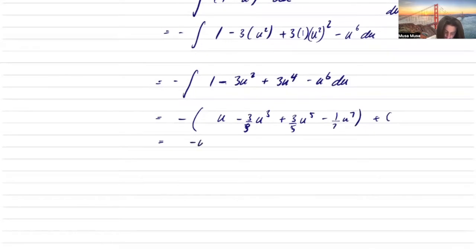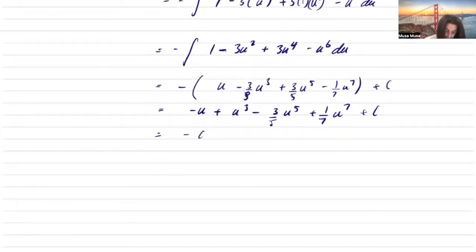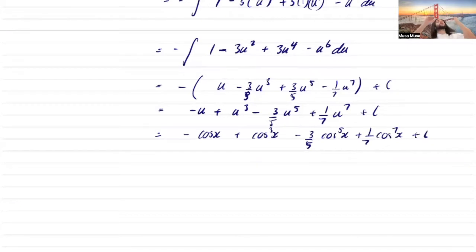and then this becomes minus u plus u cubed minus 3/5 u to the 5 plus 1/7 u to the 7 plus c, and then we just go back and we say, but oh, I let u equal cos x, so this becomes minus cos x plus cos cubed x minus 3/5 cos to the 5 x plus 1/7 cos to the 7 x plus c. Perfect. So those are those.